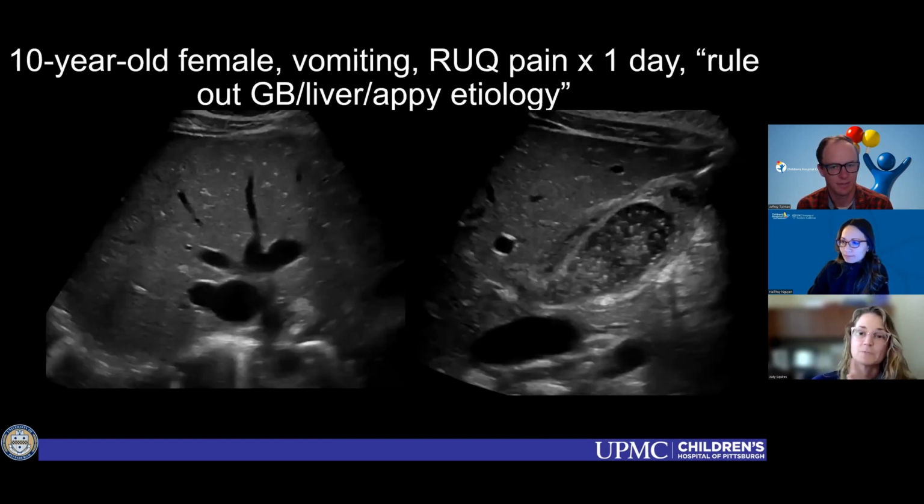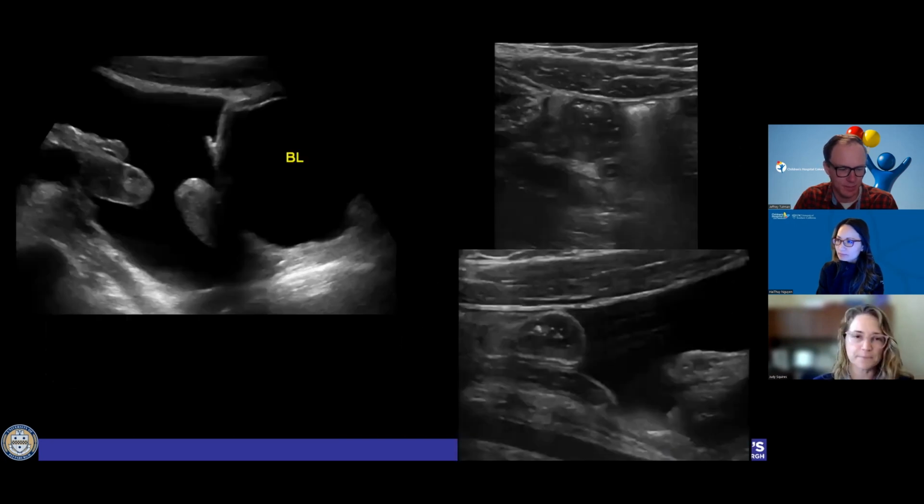The next case, we've actually seen a couple of cases of this lately. I guess within the past few years, not super recently, but this was one of them. So this was a 10-year-old female who presented with right upper quadrant abdominal pain, vomiting, and our indication was rule out gallbladder, liver, or appendix etiology. And so the first image is a transverse of the liver. You can see the IVC and hepatic veins are big. This image on the right is showing you an abnormal gallbladder. It contains sludge. It's thick-walled.